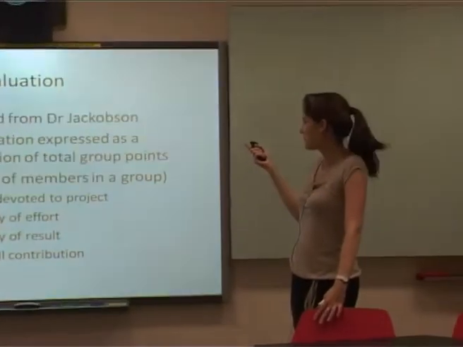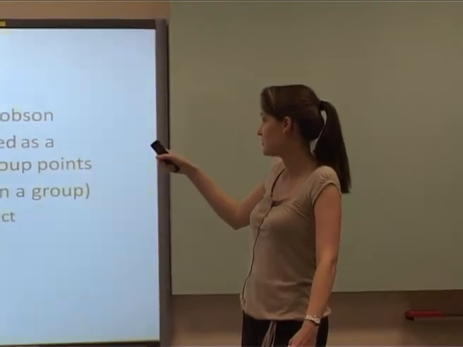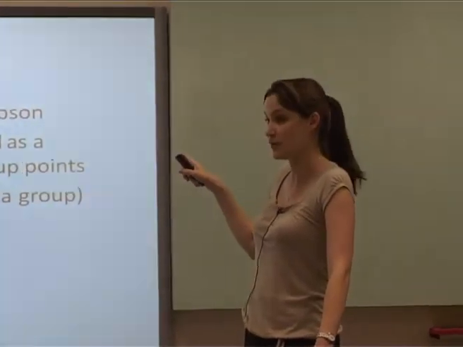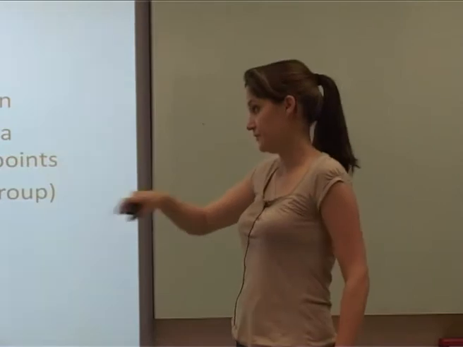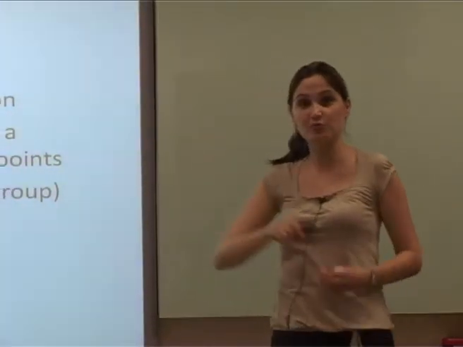It's adopted from him, where the group participation is expressed as a proportion of total group points. So you take 40 times the number of members in the group. Let's say the group had 3 members, so you have 120 points per group, right? Then you ask group members to allocate these points to each group member based upon what you think their share was during the group work.